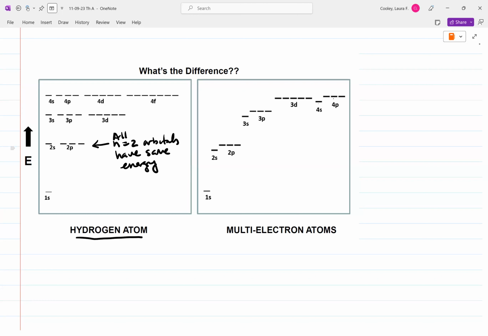That is to say, if I took my electron out of the 1s and put it in the 2s, or put it in the 2p, the result would be the same energy. Similarly, you can see that all n equals 3 orbitals have the same energy. But now, when we look at multi-electron atoms, we see that this is not true, right? We have a difference in energy here. So what's going on? Here we have this difference in energy between 3s, 3p, and 3d, okay? So what's going on here?